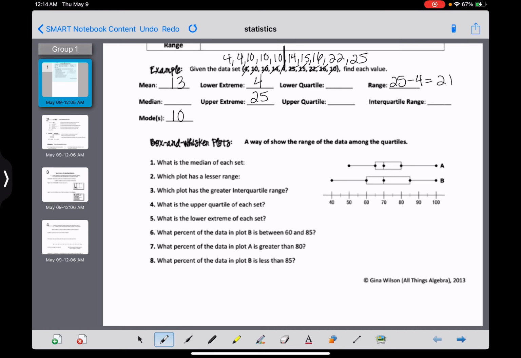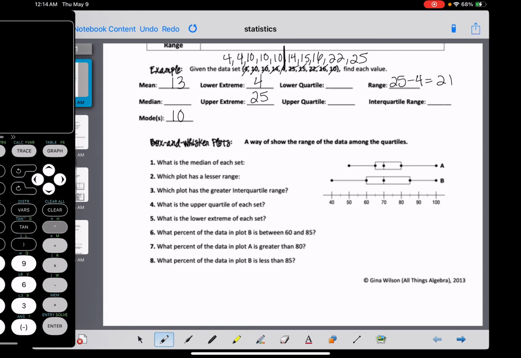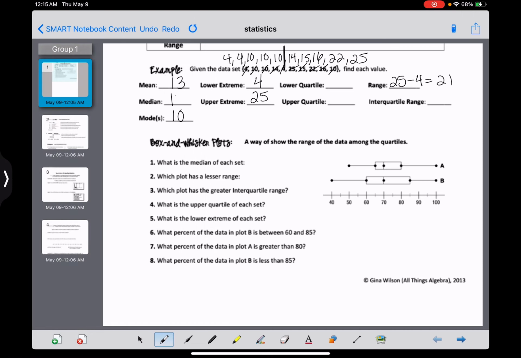So you might be able to just figure this out by looking at it. But if you can't, all you have to do is take 10 plus 14, your two numbers on each side, get that, and then divide it by 2. So 12 right here is my median. Again, I am doing that by taking 10 plus 14 and dividing by 2.